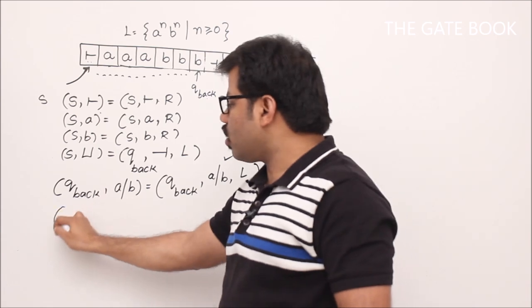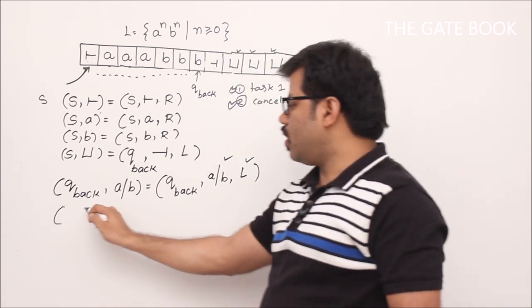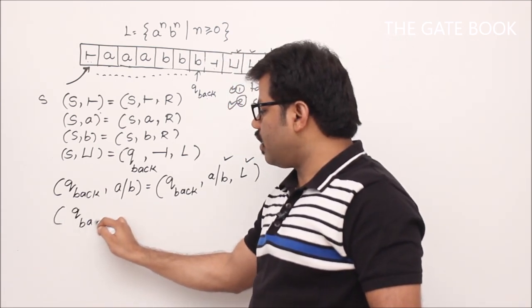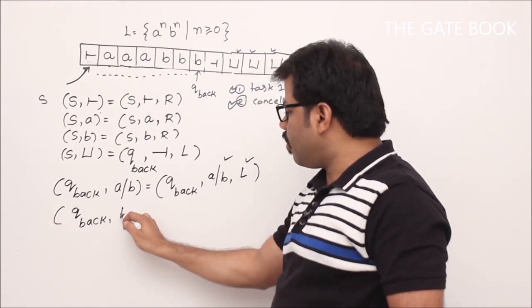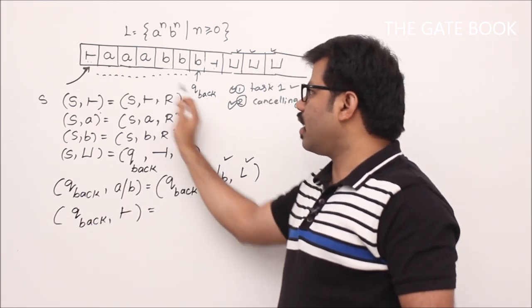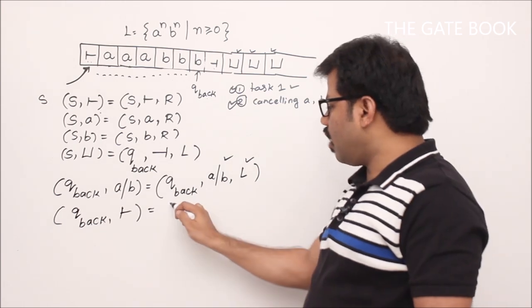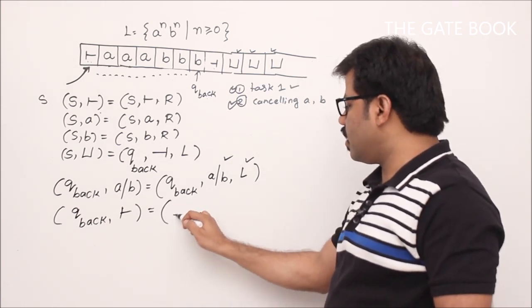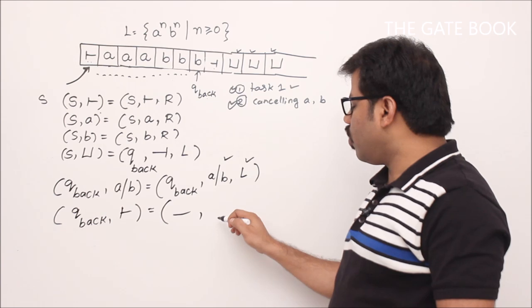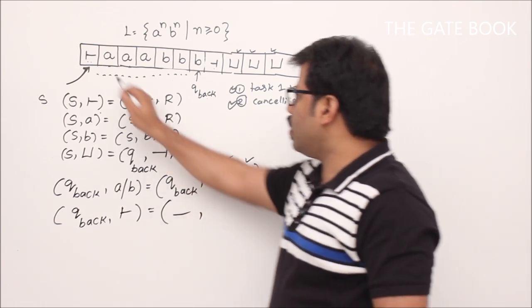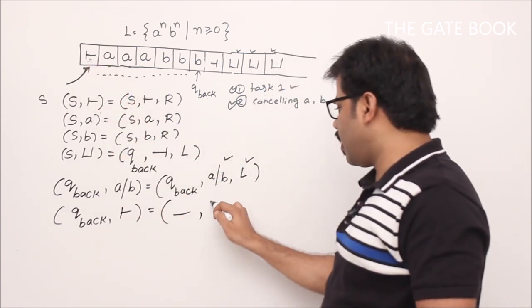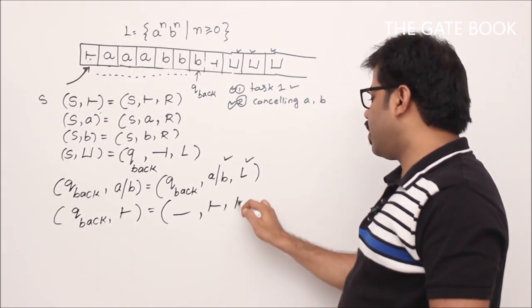Then what is the landmark to stop this process? Simple. When you are in Q back state and you see the left end marker, that means we reached the end again, right? Then come to a state. It is, let's say, up to you. But what do you want to do? Do you want to do anything here? Do you want to touch it? No, keep as it is. Now after that, come right.